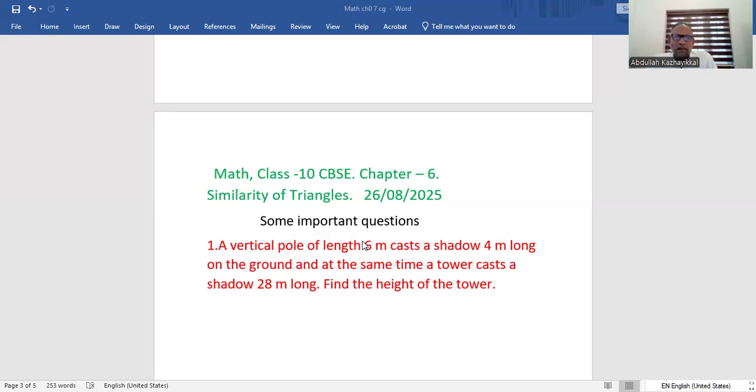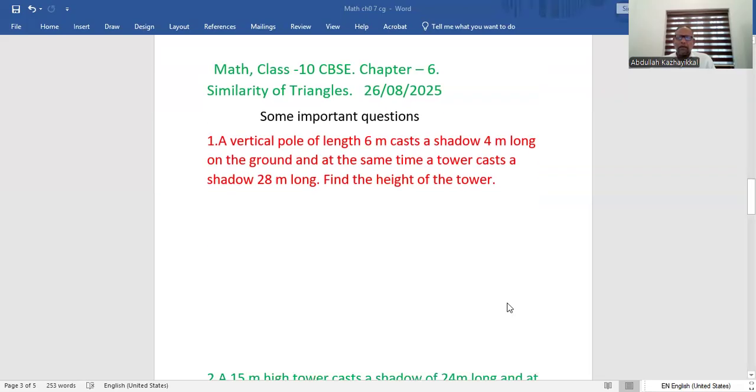Anyway, listen here. How can we do this one? Vertical pole of length 6 meter. Here we need two triangles and we have to prove them similar. Two triangles are similar if two angles are equal, and then we can say the sides are proportional. That property you can apply. Okay, now we can try this one. We can draw two triangles here.